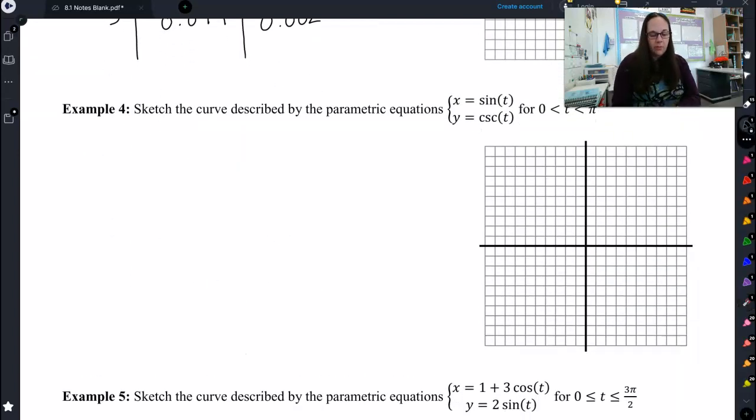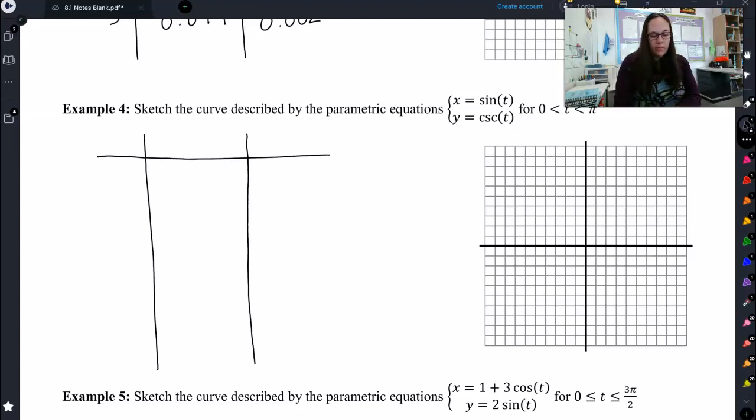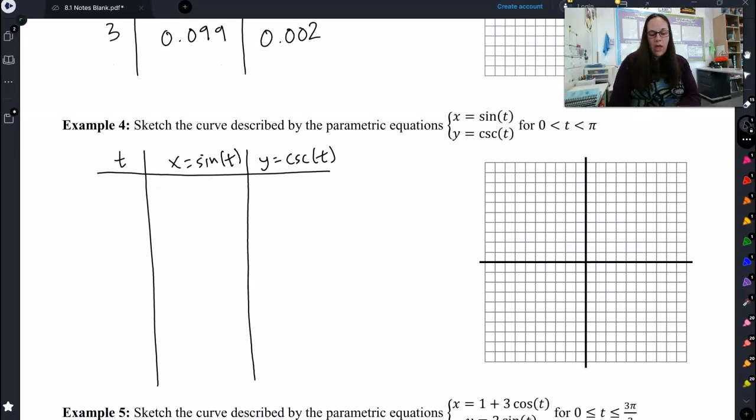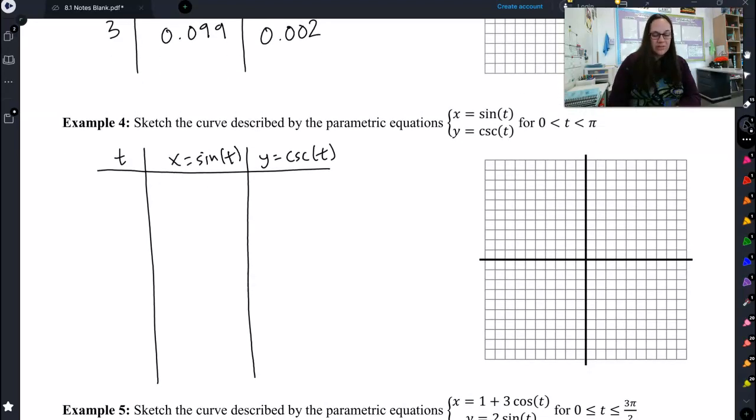Okay, let's try example 4. This one, oh, hey, look, we're getting back into some trig stuff. And I want my t-values to go from 0 to pi. Now, this one's a little tricky, so be careful here. Notice I am not including 0 and I am not including pi. I want to go from 0 to pi, but don't include those points.